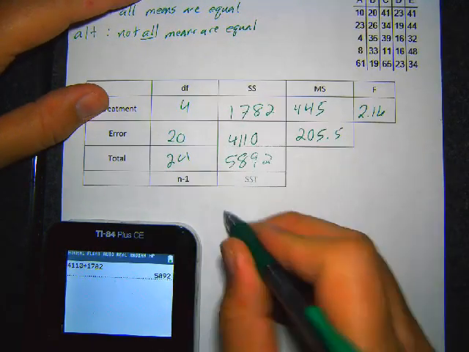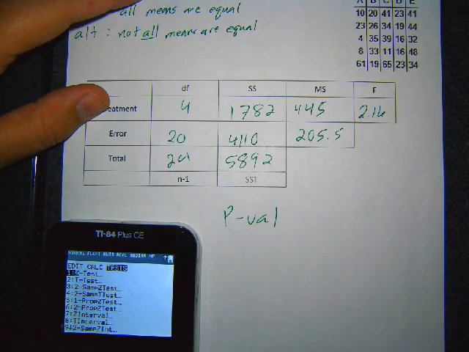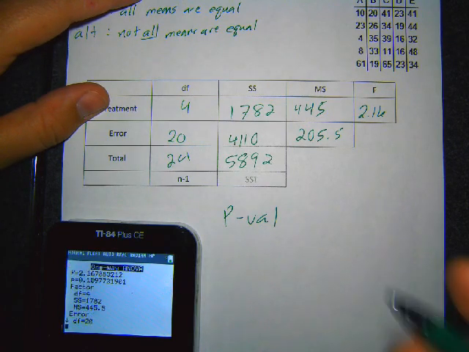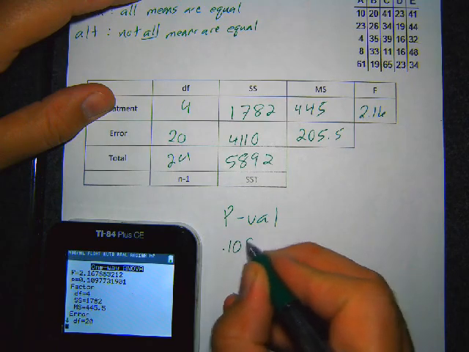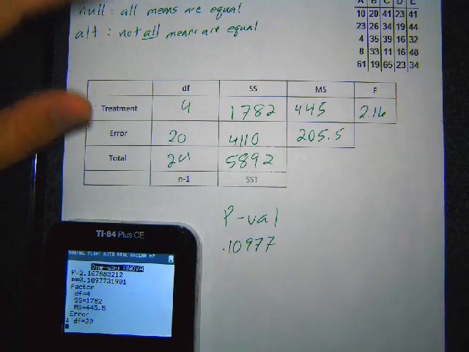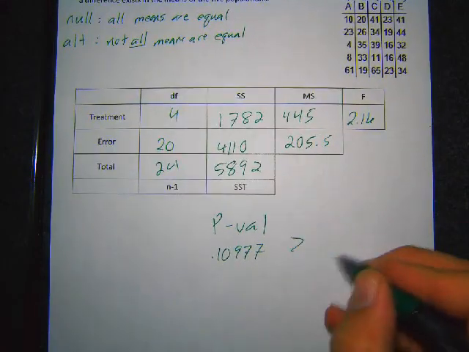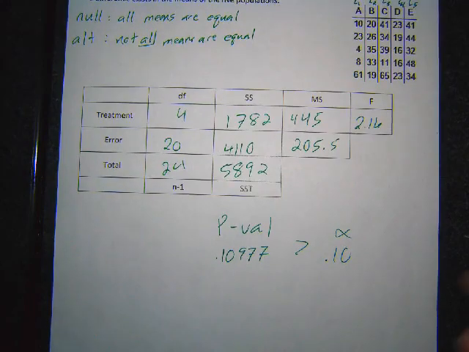And then the really big thing we need is the p-value, which we got for this was 0.10977, which is pretty high. So this one's a really high p-value. That's bigger than even like a 10% significance level. So really anything 10% or lower significance level, we would fail to reject.